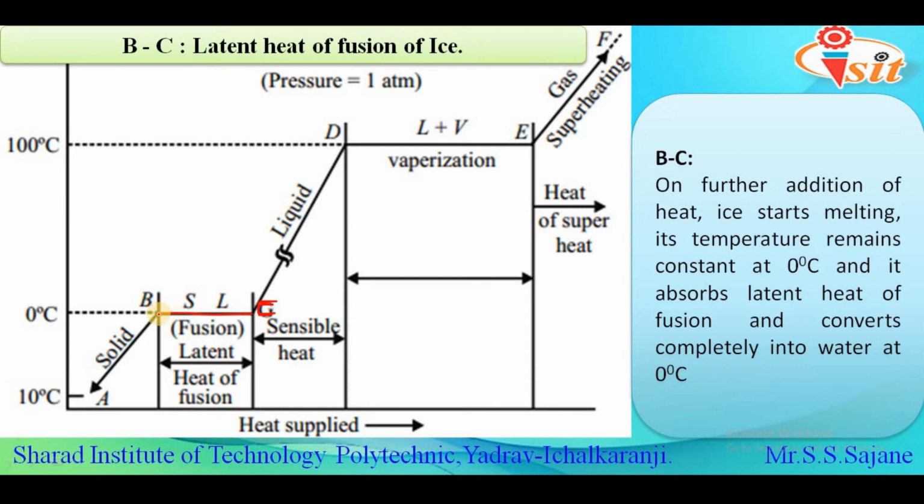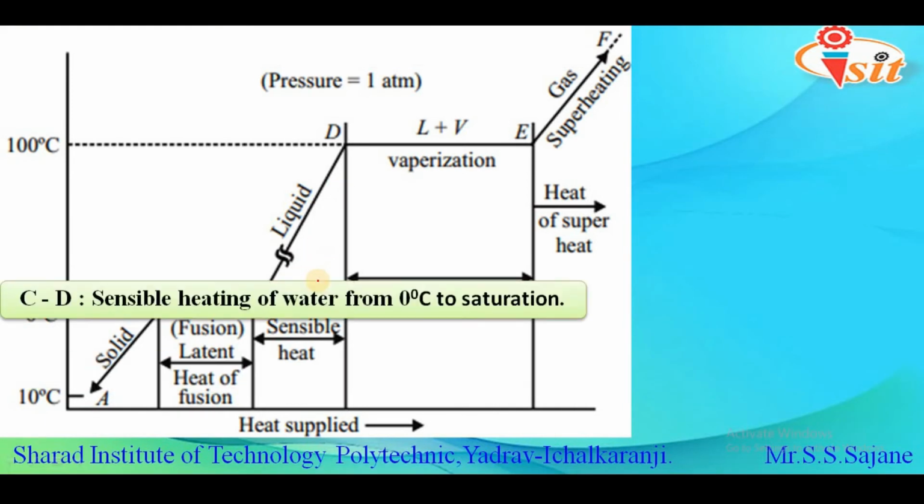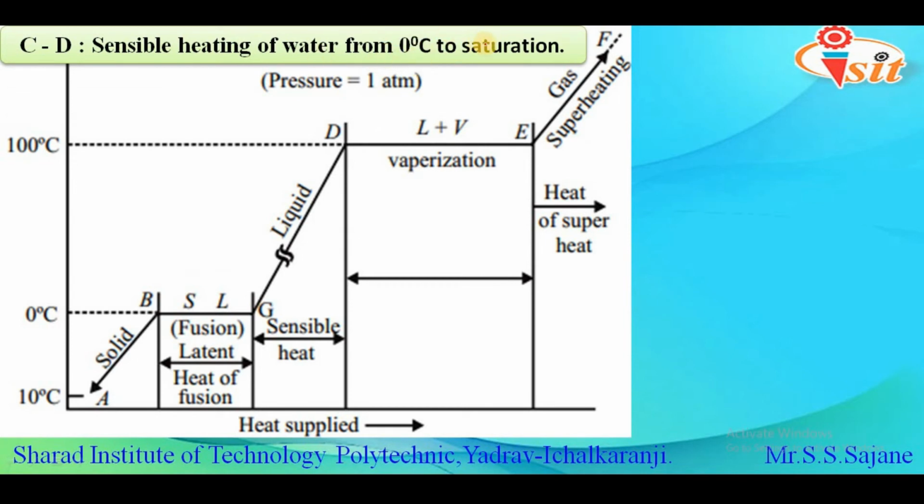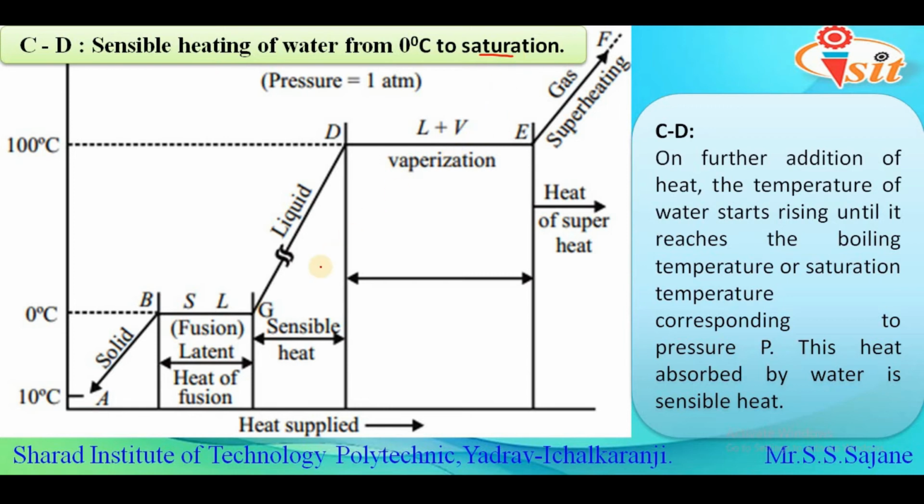Okay, after this stage, the next stage of heat addition is represented by this line, that is C to D, and this region is called sensible heating of water from 0 degree Celsius to saturation temperature. In this region, the water at 0 degree Celsius is heated to 100 degree Celsius. So you can see that the graph has risen drastically in the upward direction.